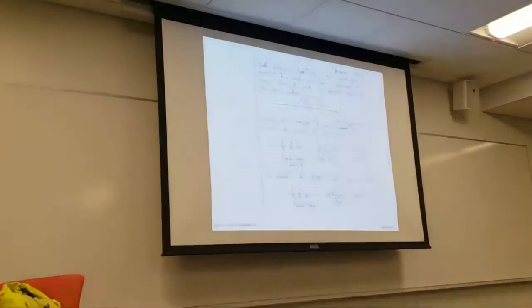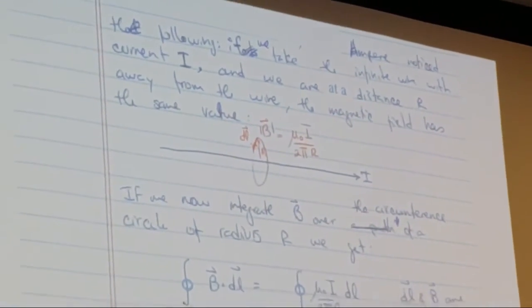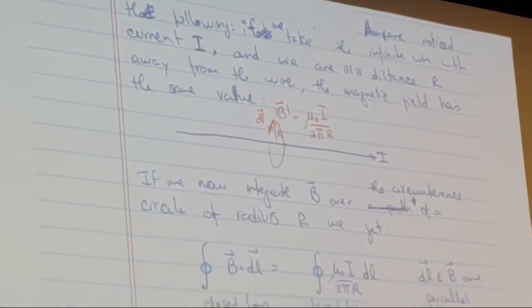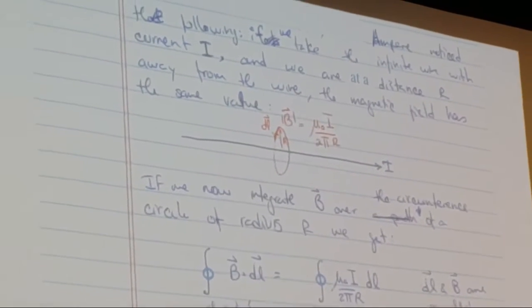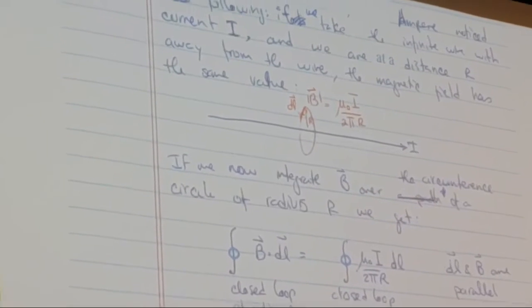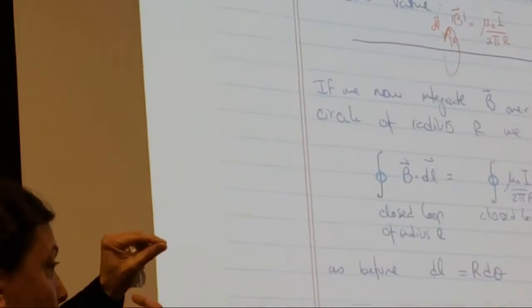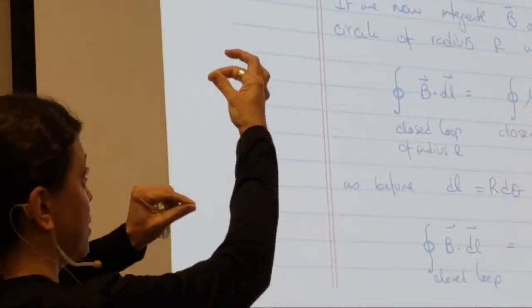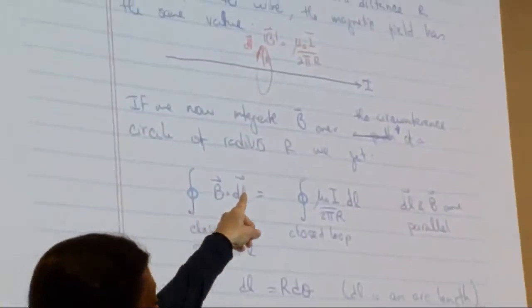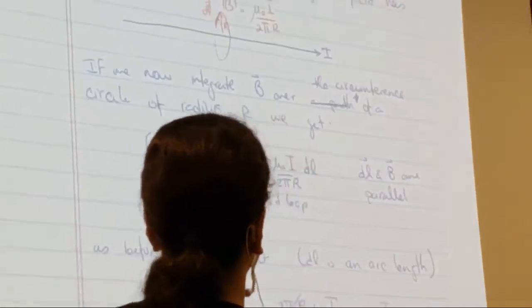Okay, Ampere noticed the following. If we take an infinite wire with a current I, and we are at a distance r away from the wire, the magnetic field has the same value. So if you are at a distance r from that wire, and you go a distance r anywhere, the magnetic field is exactly the same value, mu 0 I over 2 pi r, where r is the distance away from the wire.